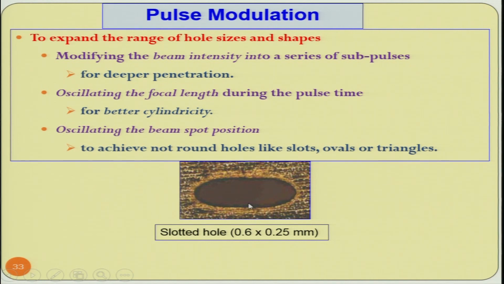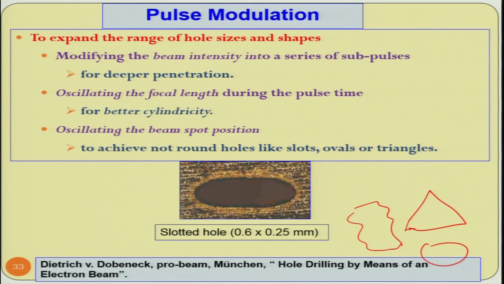Now, when you are oscillating the beam like this, then you can get non-circular holes or holes like this, or cavity like this. So, by oscillating the beam you can get different cavities, whatever you like. You can get like this also, or cylindrical, or any parabolic or different shapes can be obtained by oscillating the beam on the workpiece surface. So, all this is done with the help of the computer. This has been taken from this particular reference.